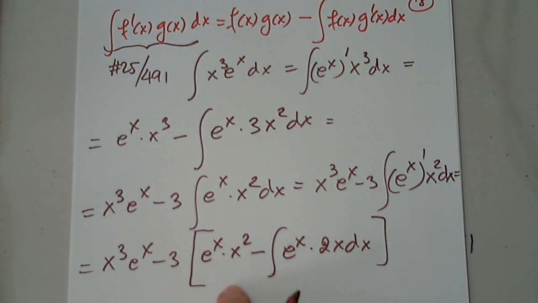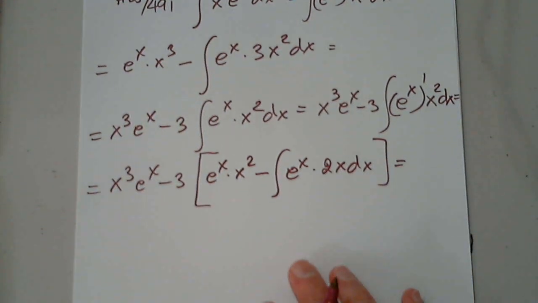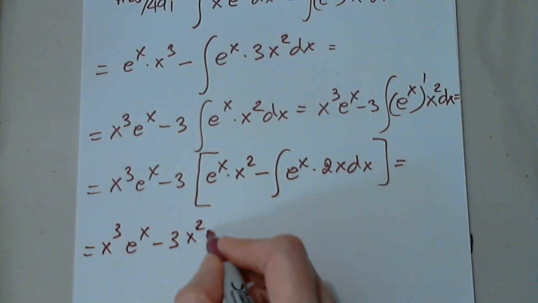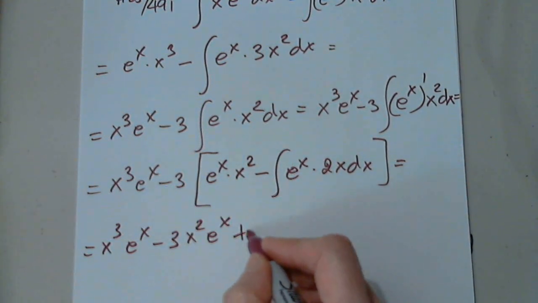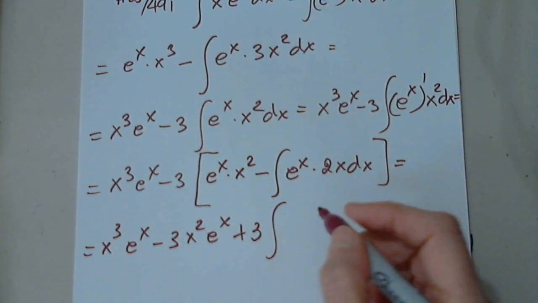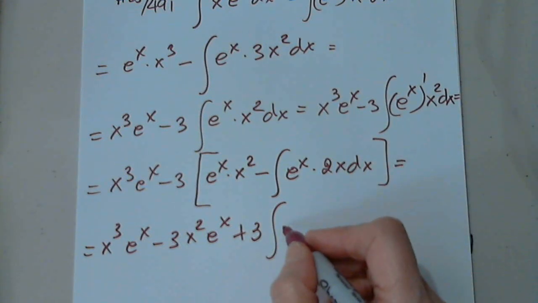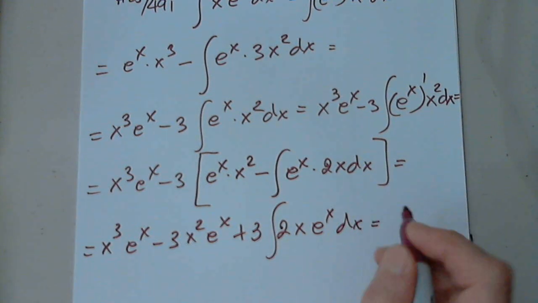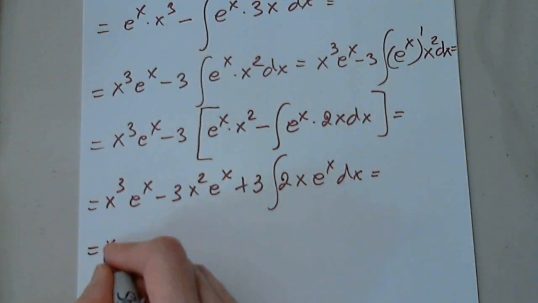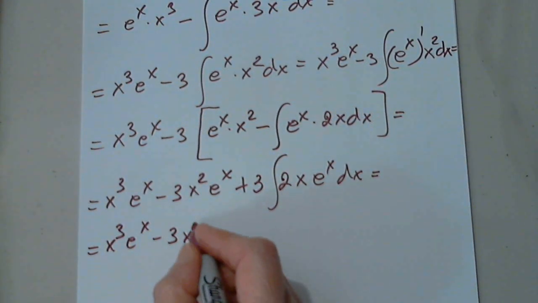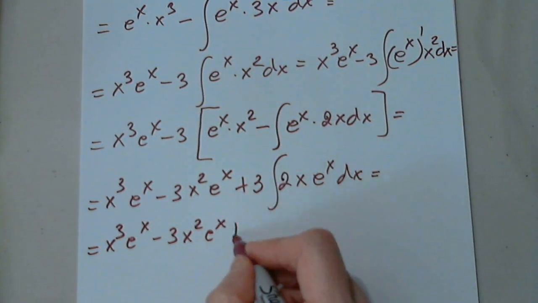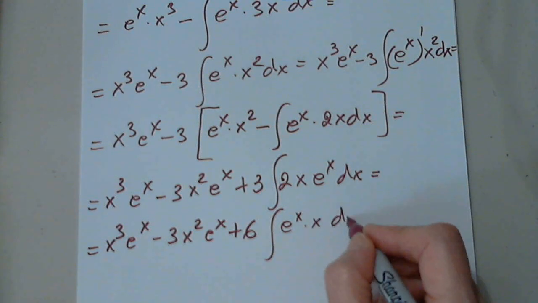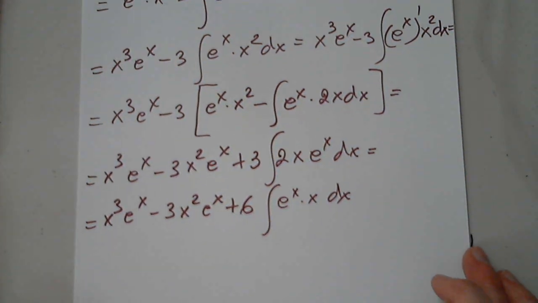At this point, I will distribute negative 3. x to the third e to the x, minus 3x squared e to the x, but plus 3 times the integral, times 2. Okay, let me write it again: 2x e to the x dx. So x to the third e to the x minus 3x squared e to the x, of course, plus 6 times the integral. I present it in the same specific order so you don't get confused.